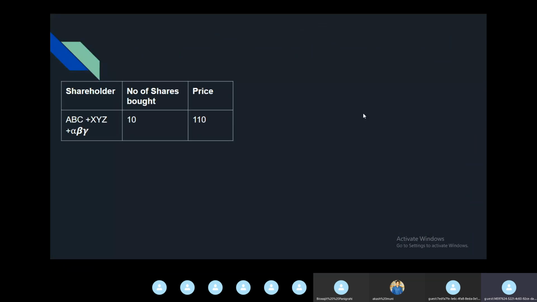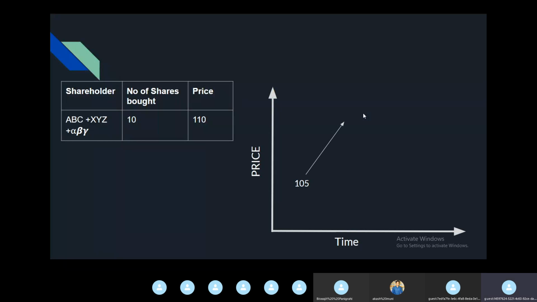Going on to the next. So what happened the other day? ABC, XYZ, Alpha, Beta, Gamma, they came and bought 10 shares in a particular day. In one day, they bought 10 shares at 110. So let's plot that. Before it was 105. Now we moved to 110.